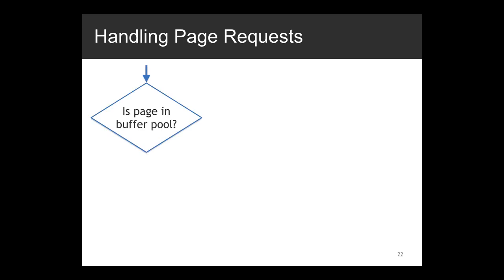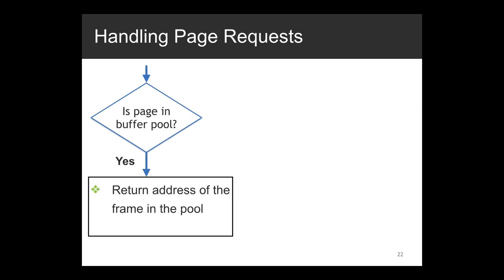Okay, so what is the flow chart for handling a page request? The buffer manager says, hey, I have a new page request. First thing you want to check is, is that page in the buffer pool? So that tells you that there is a globally unique way of identifying a particular page in your entire database. If yes, you return the address of the frame in the pool. What does the address of the frame mean? It's just the location in RAM. So you just return the location in RAM.